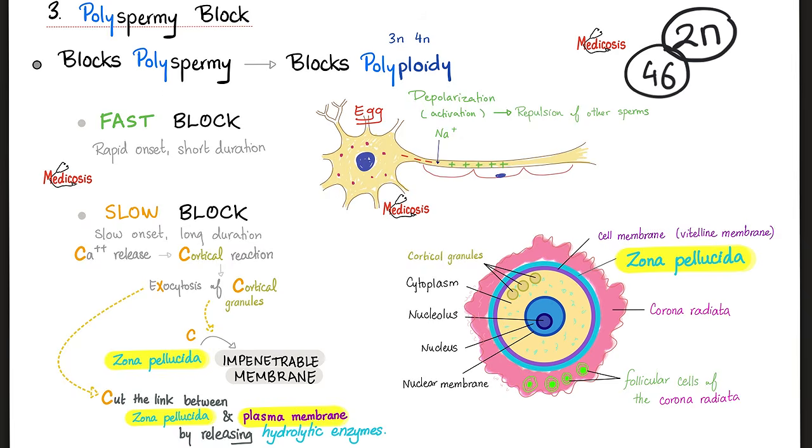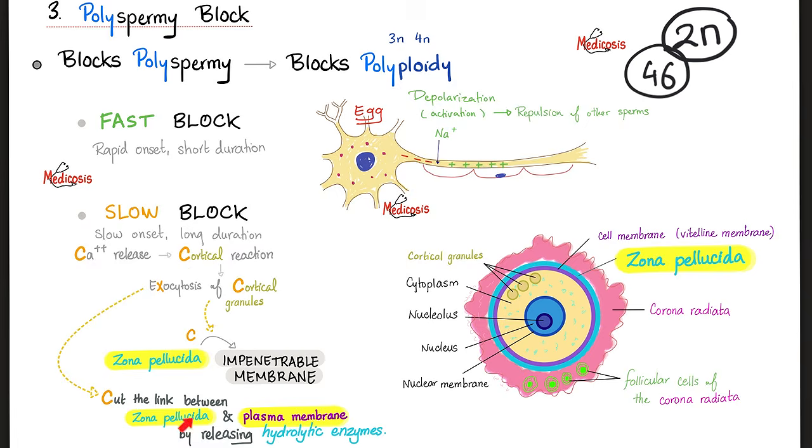There is a fast block and there is a slow block. Fast block happens by depolarization, thank you sodium. Slow block happens via calcium. Calcium is always slower than sodium because calcium channels are slower than sodium channels. Just like calcium is the hero of contraction, it's also the hero of cortical reaction, which causes exocytosis of cortical granules, which were here in the secondary oocyte, and they will make the zona pellucida impenetrable to any other sperm.